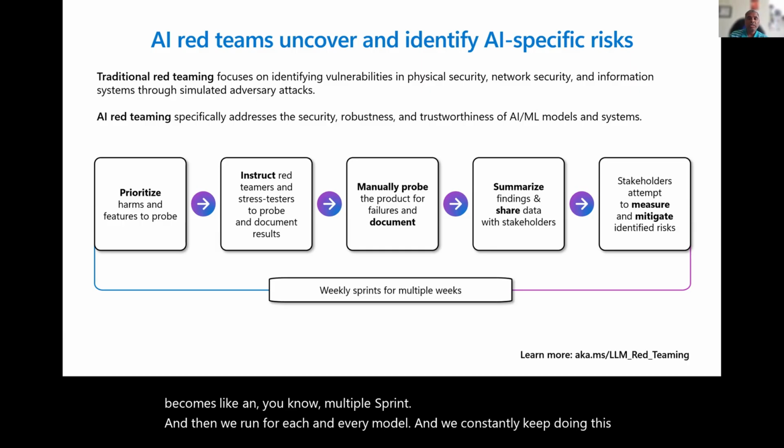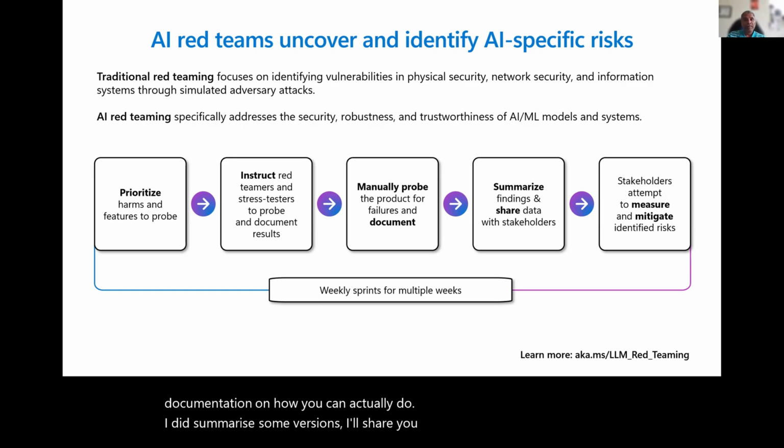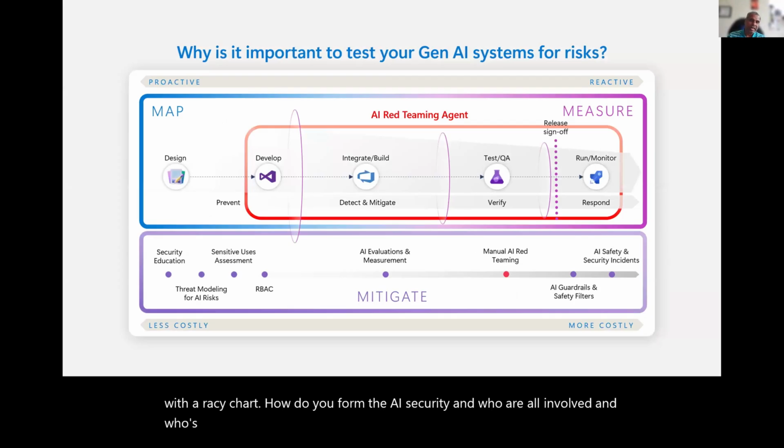We have also documented this. If you go to aka.ms/LLM_red_teaming, there is a humongous amount of documentation on how you can actually do it. I did summarize some versions. I'll share a markdown file that I created with a RACI chart: how you form the AI security, who is involved, who is responsible, the traditional RACI ones.